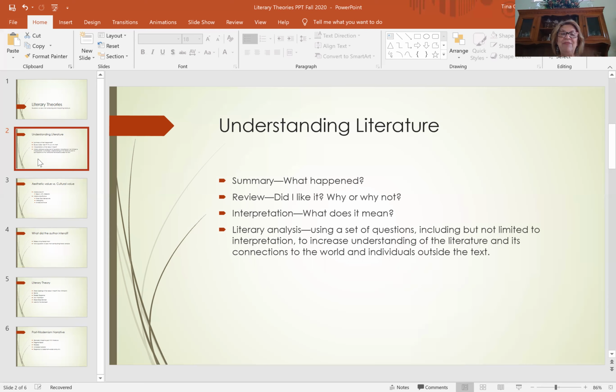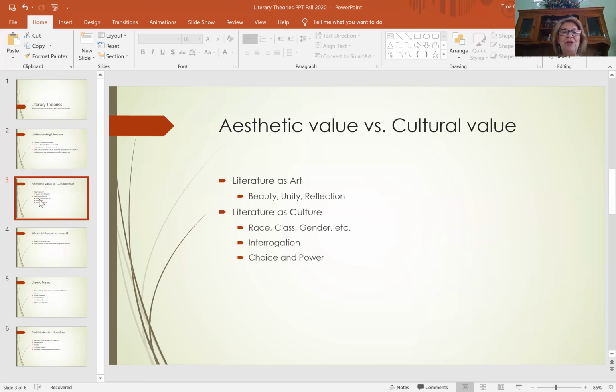Literary analysis, however, is using a set of questions to increase our understanding of literature and how it makes meaning within the text and how it connects to the world and individuals outside the text. So the following is going to be looking at those sets of questions and how it sets us up for literary theory. Now, please note, this is only a primer on literary theory. And if you are an English major, this will get much more sophisticated as you progress with your studies.